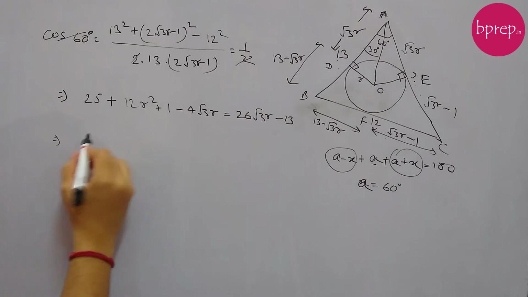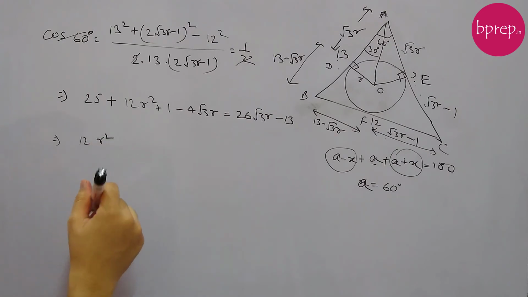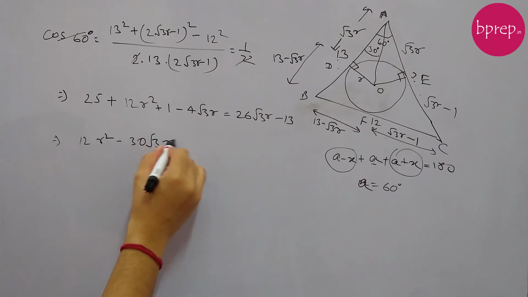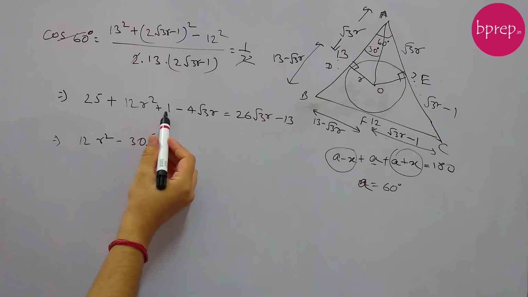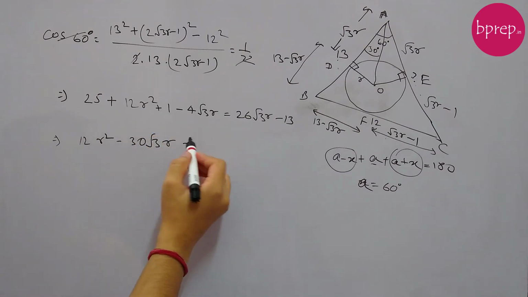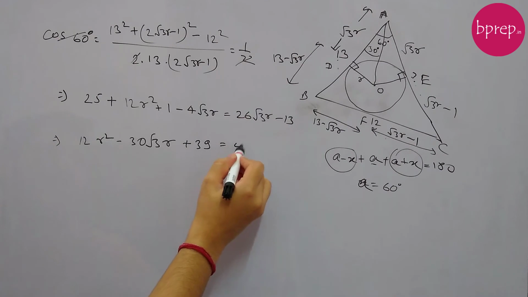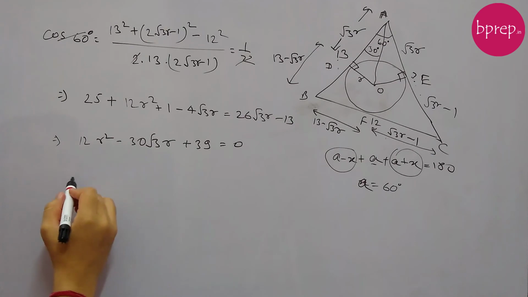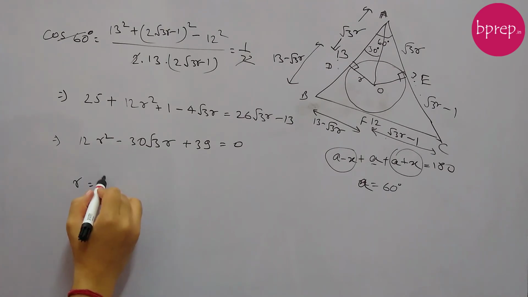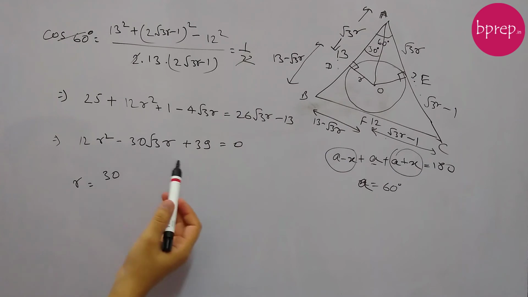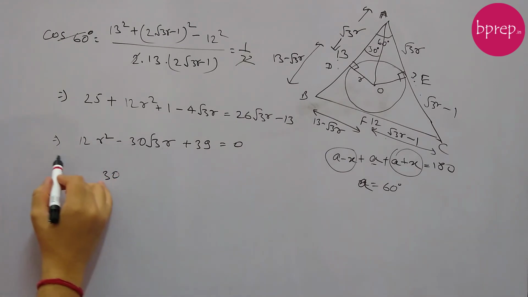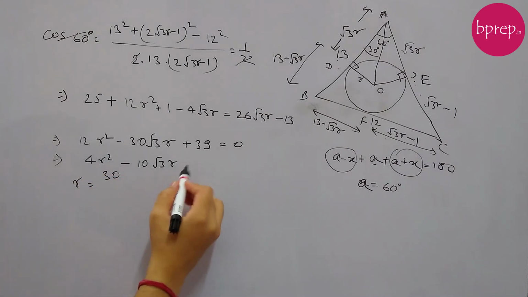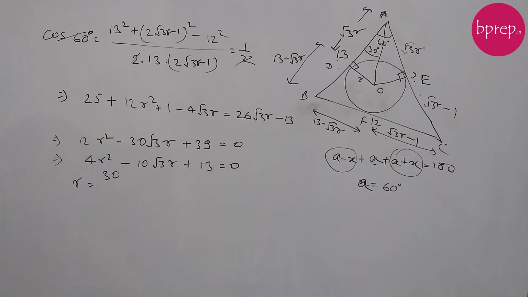So this will be 12 r square minus 30 root 3 r, plus 25 plus 39 (that is 26 plus 39) equals 0. Okay, so this is a quadratic equation. Here it seems we can take 3 common. So this equation will be 4 r square minus 10 root 3 r plus 13 equals 0.